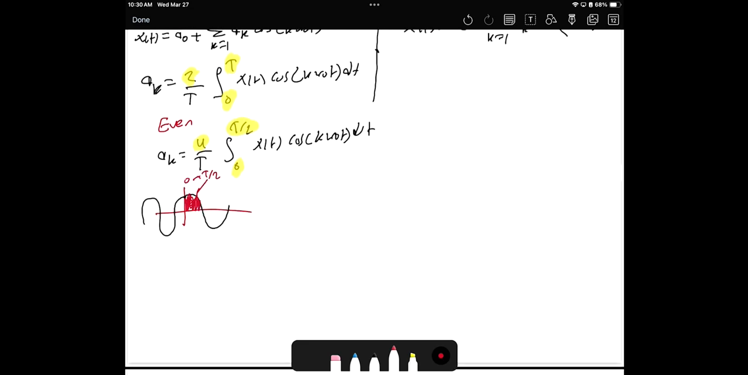So we will say that the integral from 0 to T will be 2 times the integral from 0 to T over 2. That's what we did. So, what's the benefit here? We'll make the integral easier. Okay?